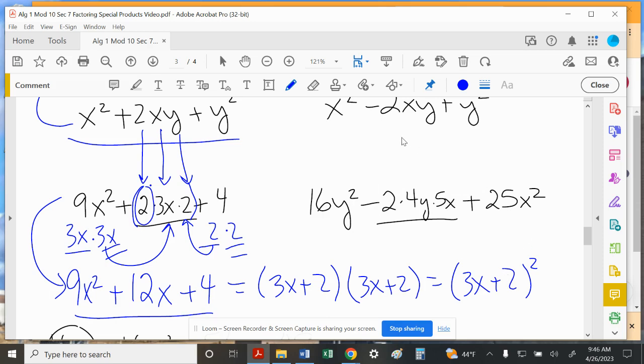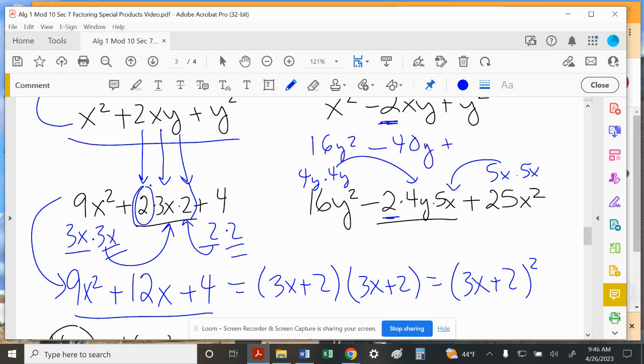So let's see if we can figure out this one. I'm going to write it above. Notice that this is 4y times 4y, and this is 5x times 5x. The 5x is here, the 4y is here, and then we have our 2, which is right there. So we have this form. This is really just 16y squared minus 2 times 4 times 5. 4 times 5 is 20 times 2, which is 40, so that would be 40y, and then plus 25x squared. So now we know that we have it in the right form.